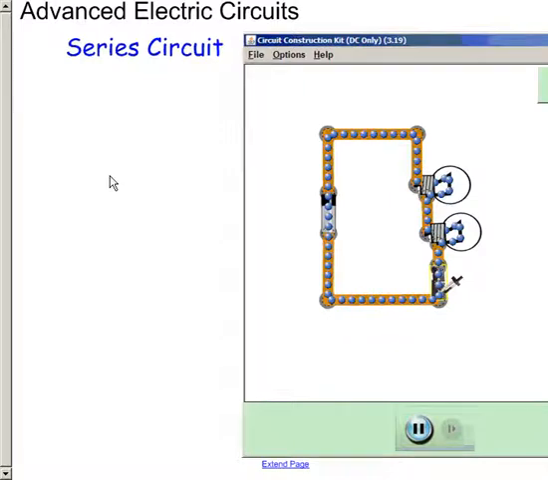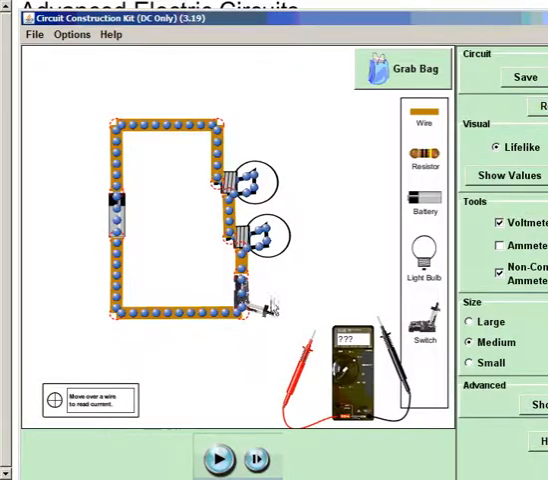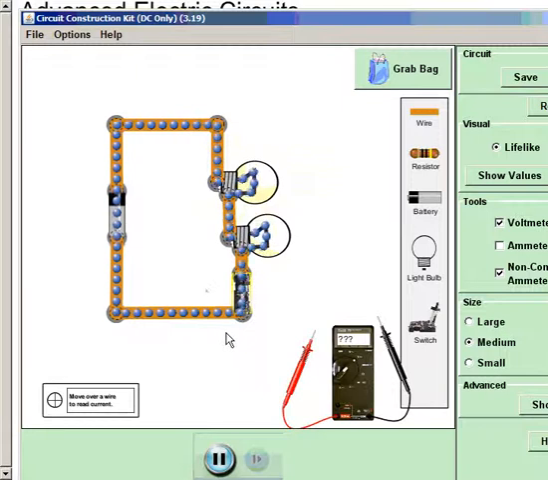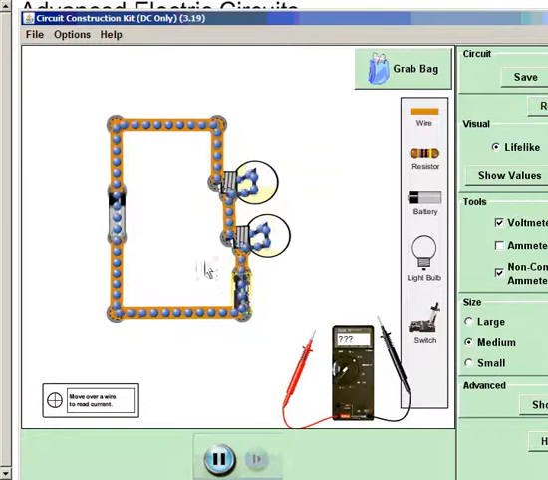In this video, we'll look at some more advanced circuits. Here, we see something called a series circuit. This is called a series circuit because there is only one pathway for charges to flow in this circuit, even though there are two light bulbs.